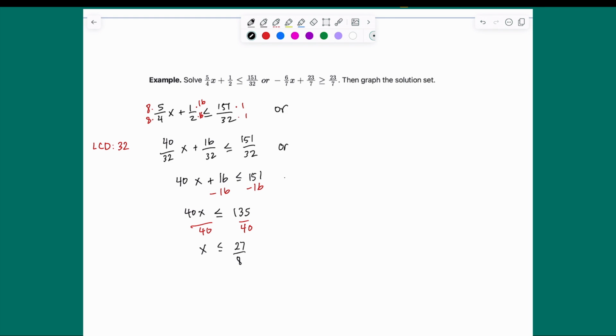Okay, so remember, this is an or statement here. We can work simultaneously.